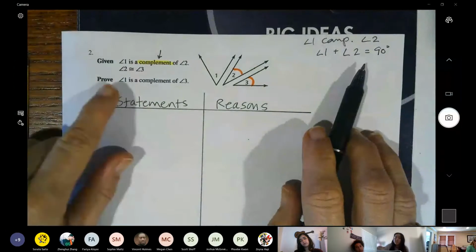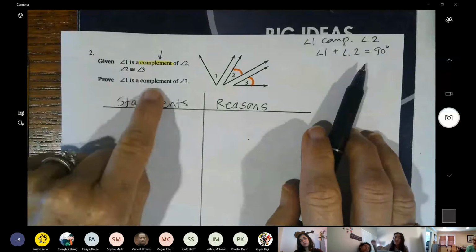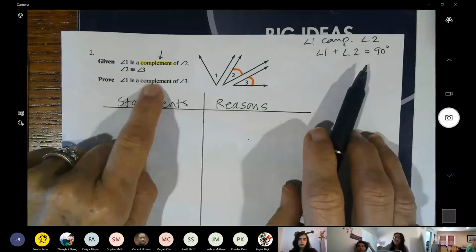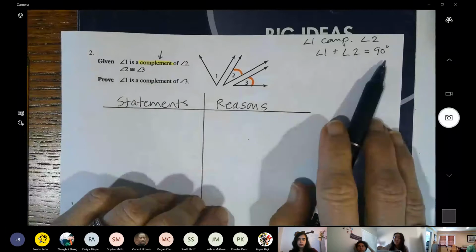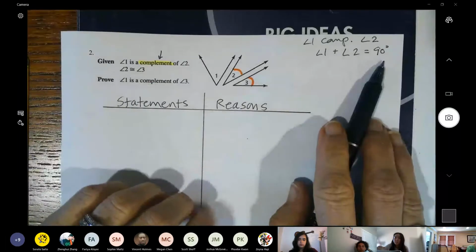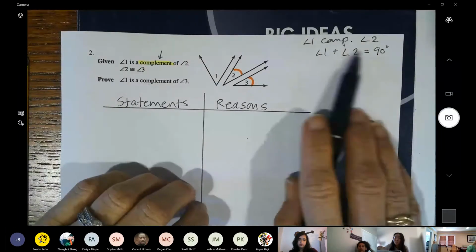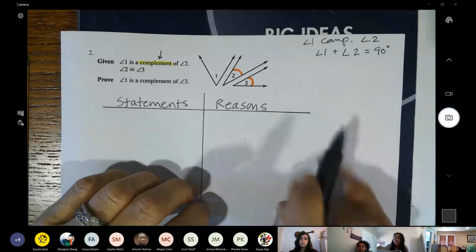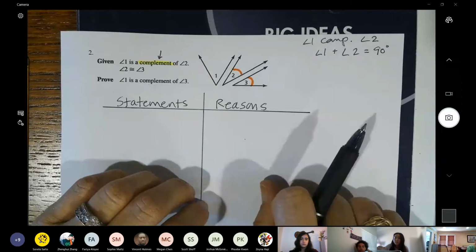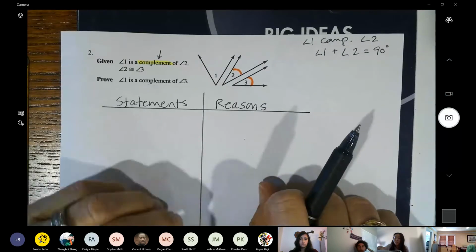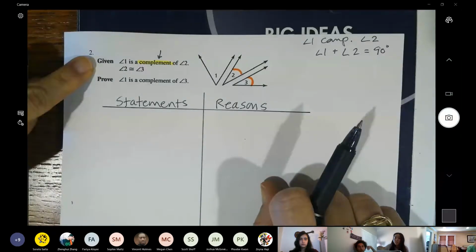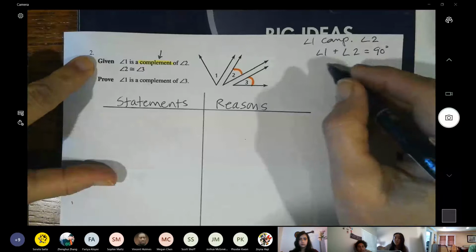What I really want is 1 plus 3 equal to 90, don't I? Because if I have 1 plus 3 equal to 90, then I can get that they're complements. How would I get 1 plus 3 equal to 90? Where would I go next? I know something else. What else do I know? You know that angle 2 is congruent to angle 3?